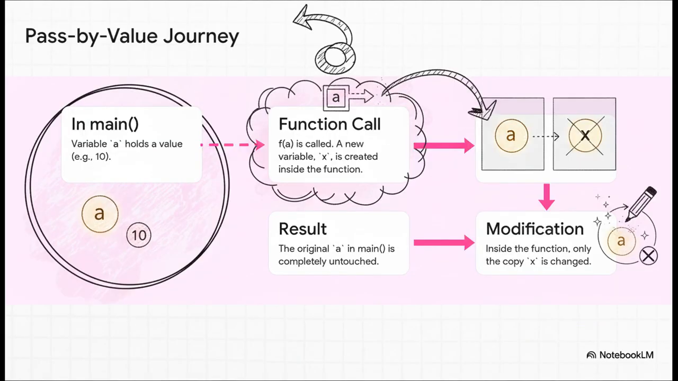Let's just walk through what's happening here, because this visualization is perfect. So in main, we have our variable a just sitting there holding the number 10. The moment we call the function, a brand new temporary variable, let's call it x, is created inside that function's little world. Then the value 10 is copied from a to x. Now whatever the function does, it's only doing it to the copy, to x. When the function finishes, x just vanishes and our original a is left behind, completely untouched.